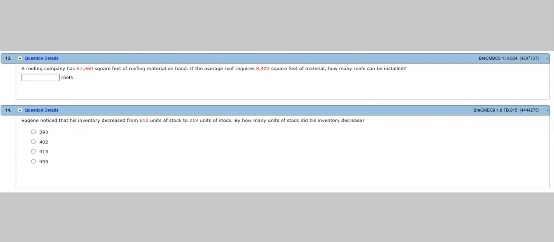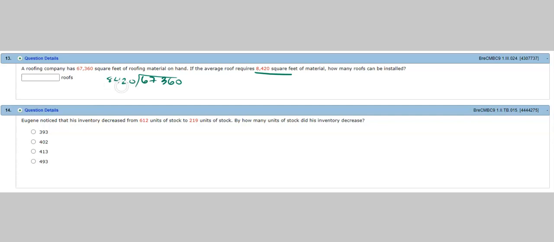It appears that if we take our amount of material, 67,360, and we want to see how many times will this number, 8,420, go into this number, 67,360? If we find out how many whole numbers of times it will go in there, that's how many jobs they can do. So we want to divide, actually, by 8420.